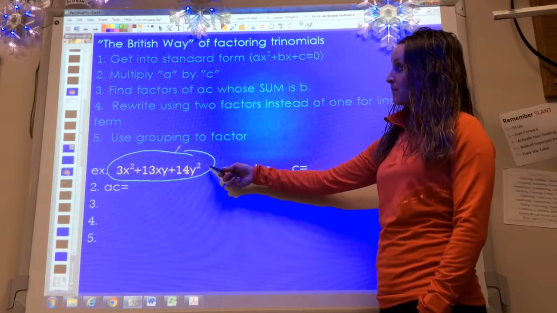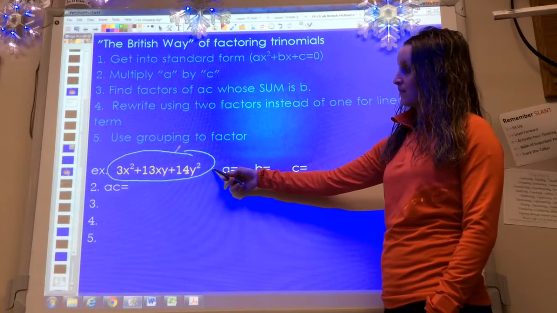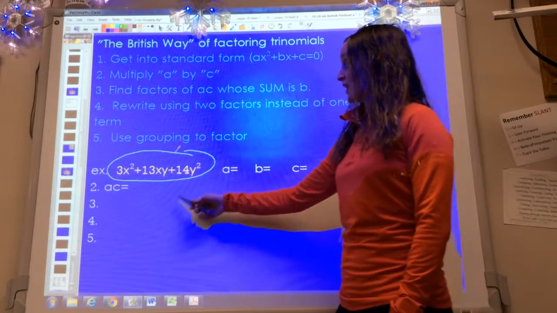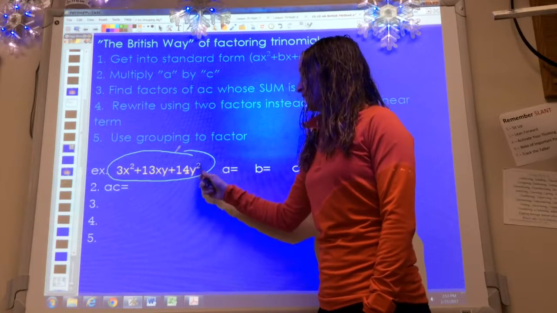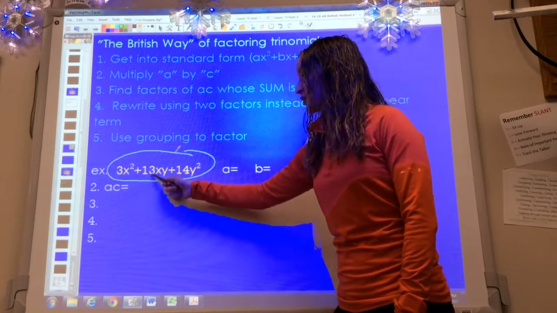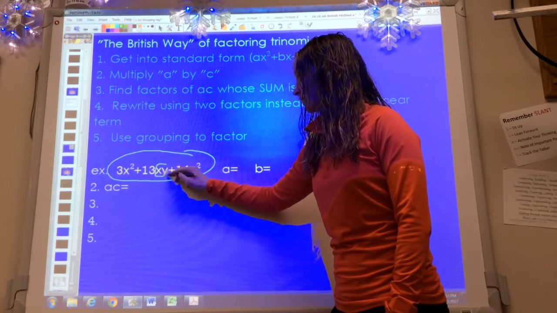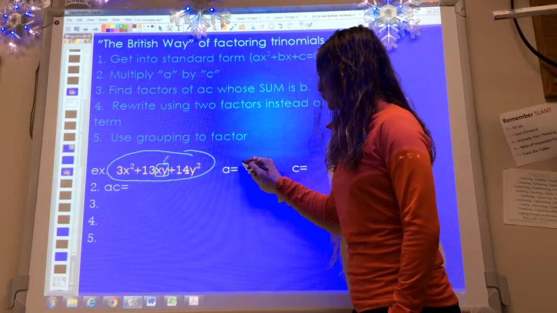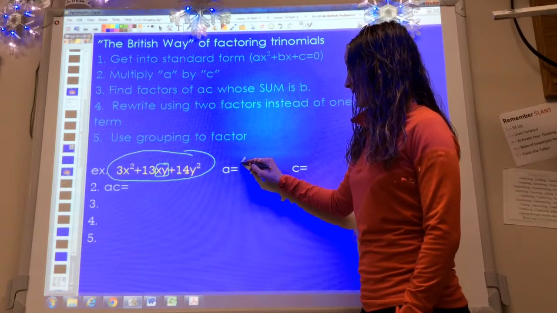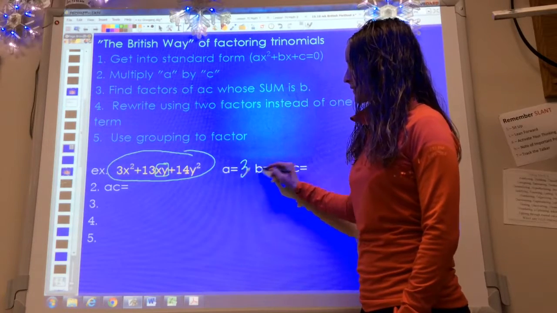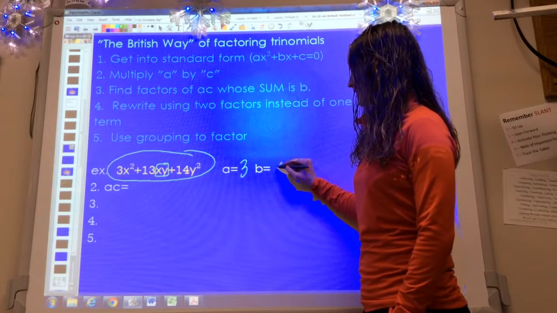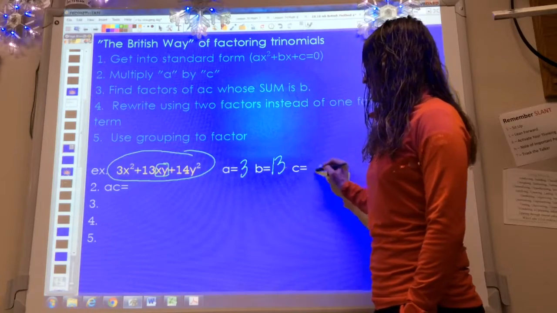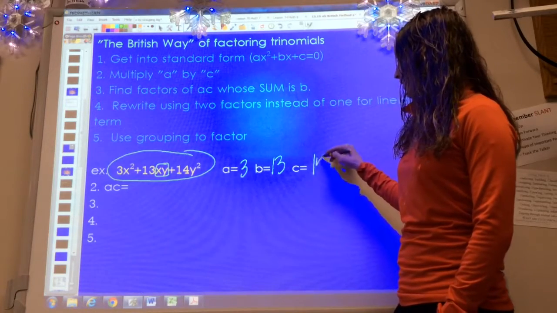Is this standard form? Yes. You know it's standard form when we have a term squared and a term squared? Because this is what we would call our what? Middle term. So our A value is what? 3. B value is 13. C value is 14.